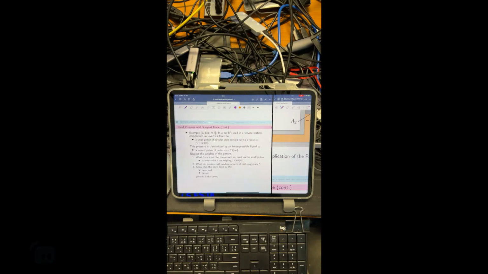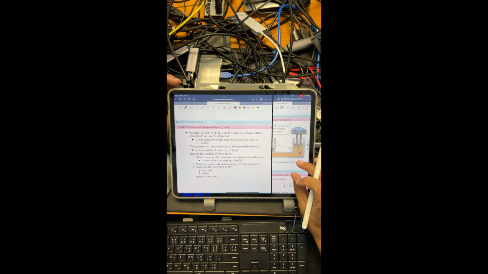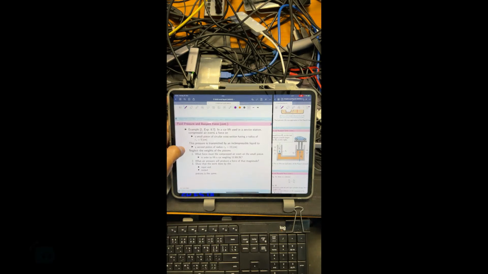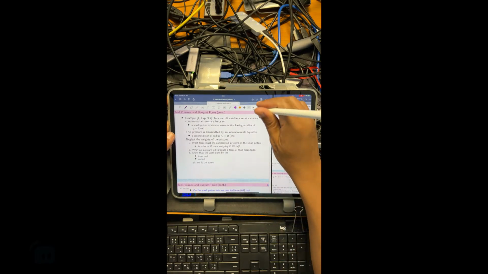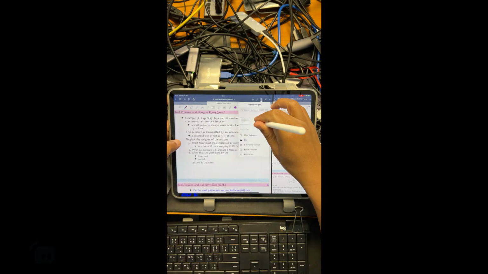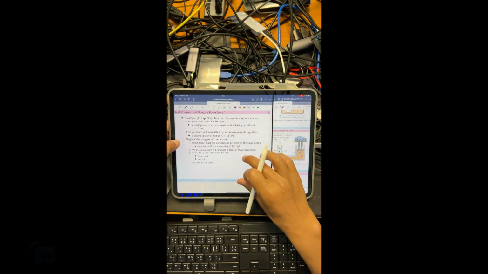Yes, in this example they consider, okay, this example is taken from book number 1, right? In a car lift used in a service station, compressed air exerts a force on a small piston of a circular cross section having a radius of R1 equal 5 centimeter. Okay, where is the page? Okay.